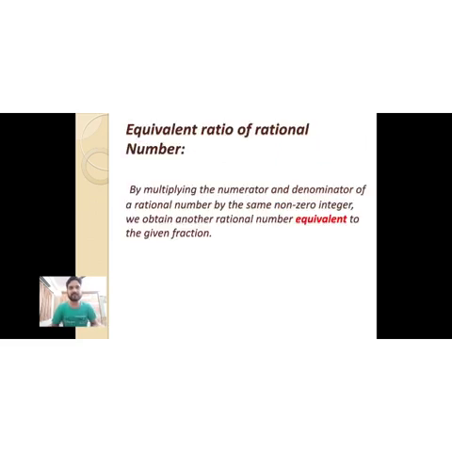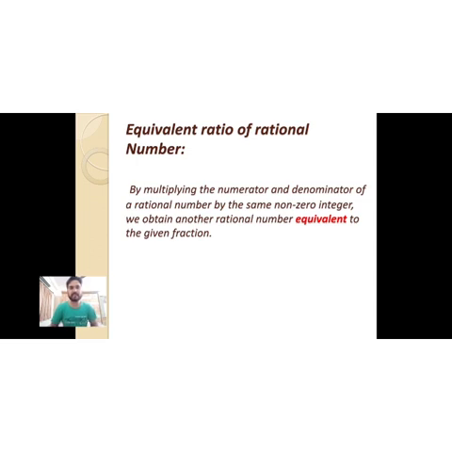Now the equivalent ratio of a rational number is a very simple thing. We studied it in standard 6 also. It is obtained by multiplying the numerator and denominator of a rational number by the same non-zero integer. Non-zero integer means we are not supposed to take Q equal to 0. We can take any positive number, any negative number, but we are not supposed to take Q equal to 0.